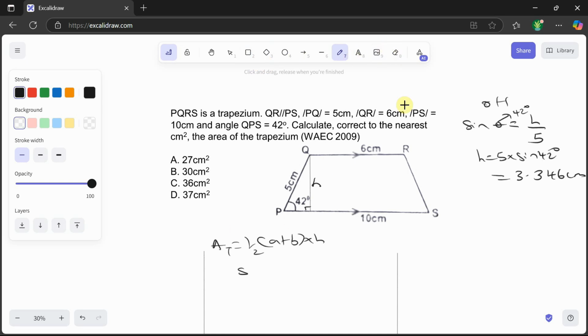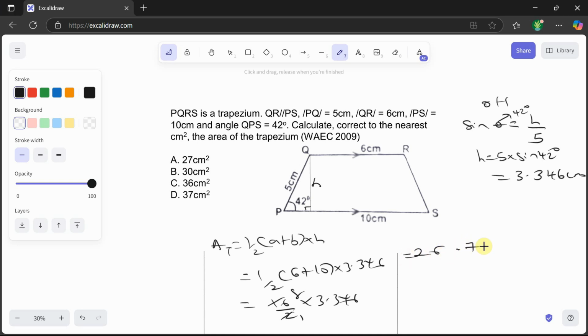Great. So now that we know this, we can find all the other things. So this is half (6 plus 10) multiplying 3.346. So this is 16 divided by 2 multiplying 3.346. 2 here 1, 2 here 8. So 8 times 3.346 will give me 26.78 centimeters squared. But they said to the nearest centimeter, so that will be approximately 27 centimeters squared. So our answer is option A.